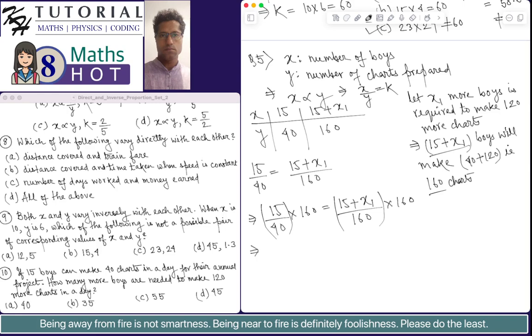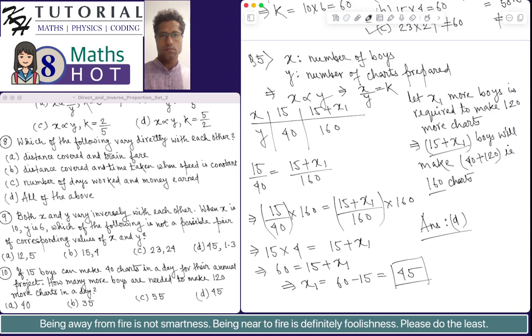So this will become 15 multiplied by 4 is equal to 15 plus x1. So this implies 60 is equal to 15 plus x1. This implies x1 is equal to 60 minus 15, which is 45. So what was x1? x1 was, as per our assumption, more boys required to make 120 more charts. So we need 45 more boys, and then 15 plus 45, that is 60 boys, can make 120 more charts. So the correct choice is D. D is the correct choice.